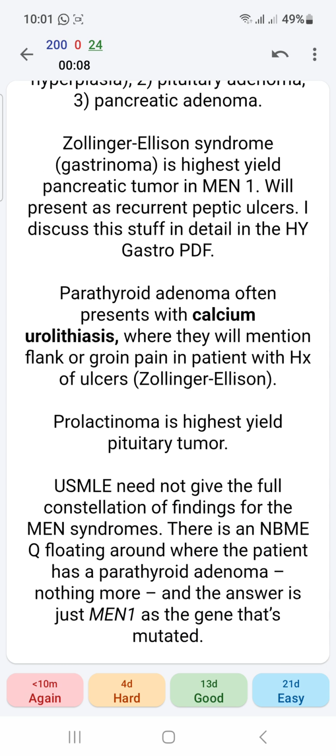I discussed this stuff in detail in the high yield gastro PDF. Parathyroid adenoma often presents with calcium urolithiasis, where they will mention flank or groin pain in a patient with history of ulcers. Prolactinoma is the highest yield pituitary tumor. Your summary need not give the full constellation of findings for the MEN syndromes. Here is an NBME question floating around where the patient has a parathyroid adenoma, nothing more, and the answer is just MEN1 as the gene that's mutated.